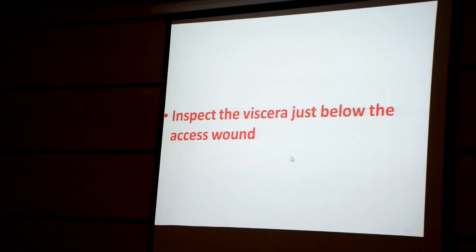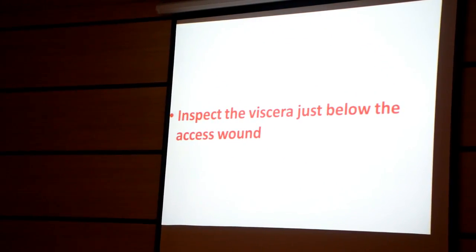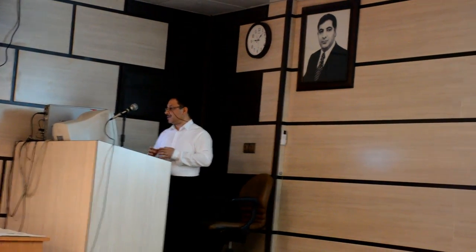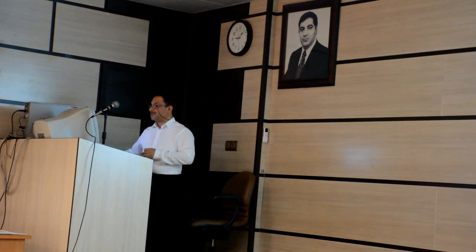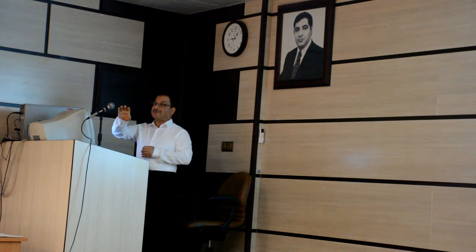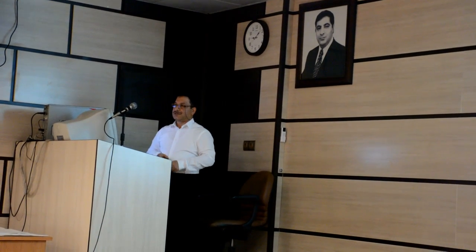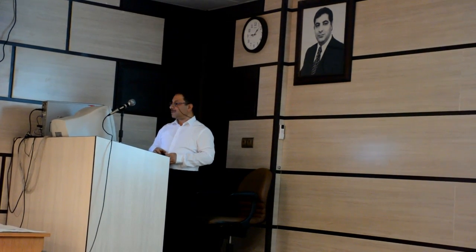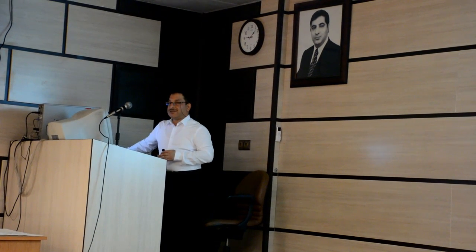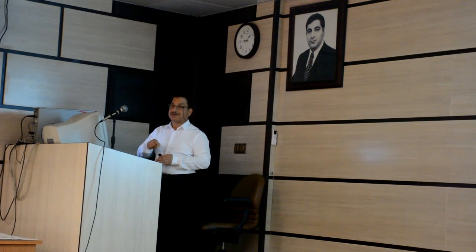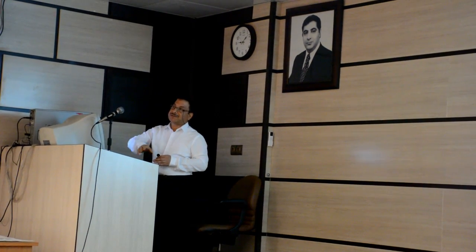Once we enter the port, we should go in with the telescope and immediately examine the site below the access wound, because sometimes we enter and go upward to the site of our procedure, or downward if we have a colectomy or bariatric procedure. It happens. I remember once my colleague injured the mesentery, but he didn't look at the site of the pass and immediately went upward.